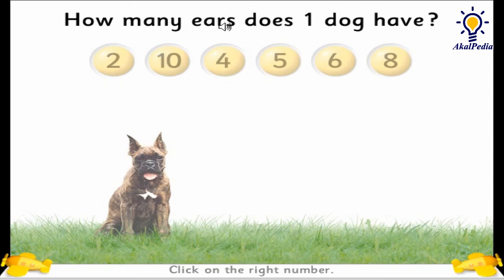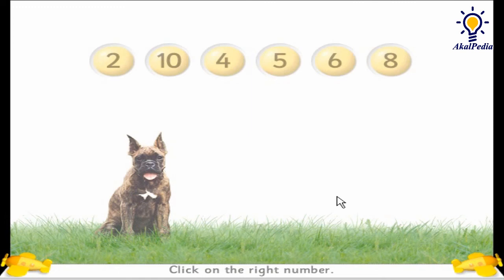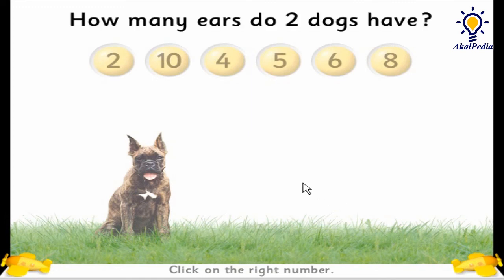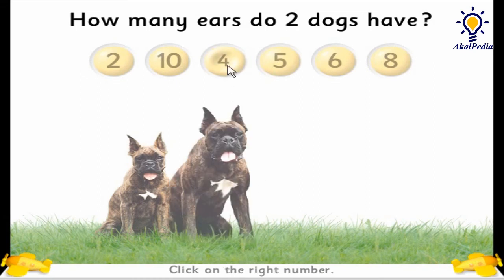How many ears does one dog have? Telinganya ada berapa? Click on the right number. 2. How many ears do two dogs have? 2 + 2 = 4. Click on the right number. 4.